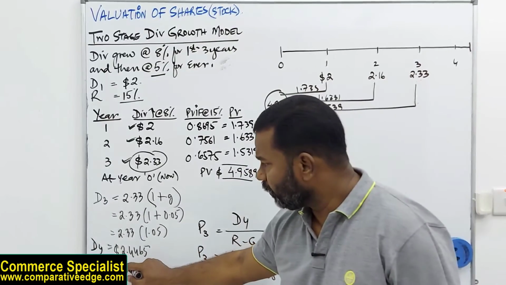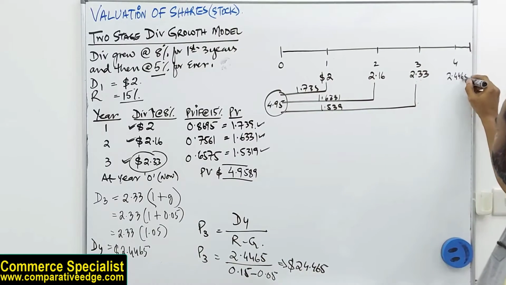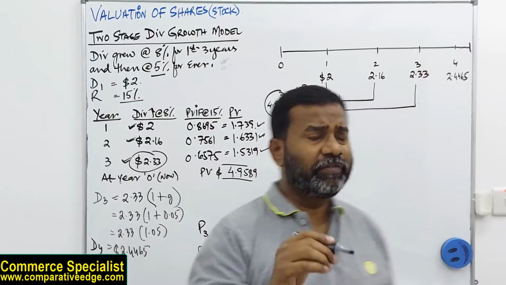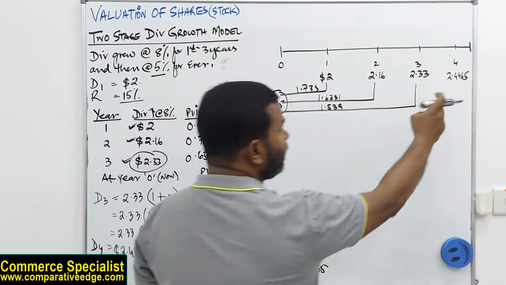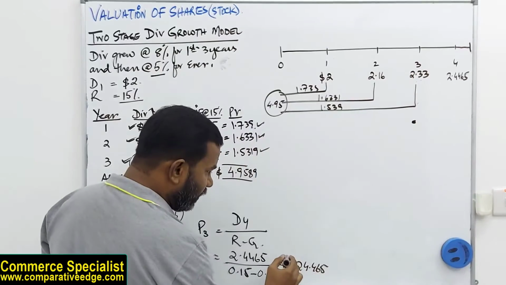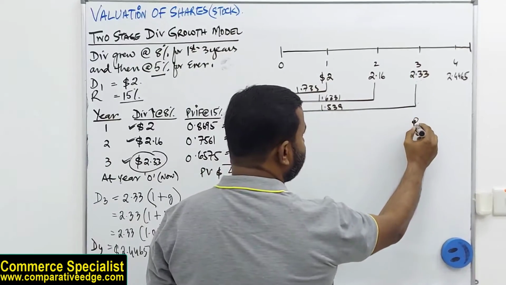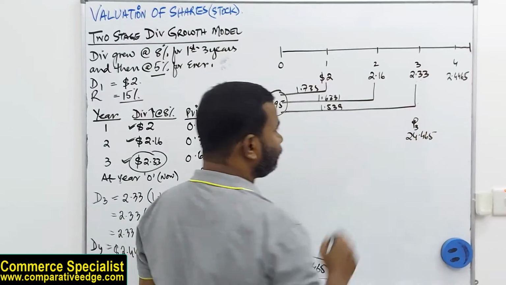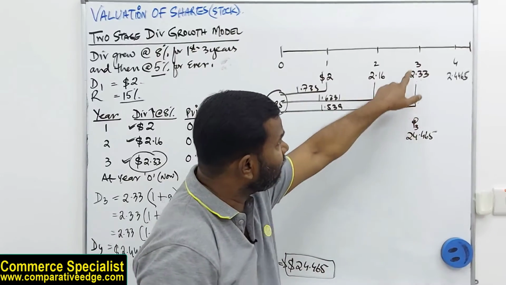It grew to 2.4465. And then we also found the present value of year 3. If the dividend is this much, what is the value here? So we found the share price at year 3, I am writing here P3, is 24.465. We should also understand this, that this is the price at year 3.